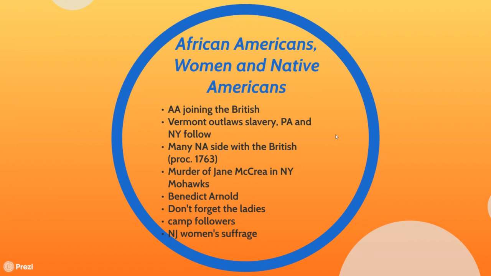He's given 30,000 pounds sterling by the British, and he turns over all of the battle plans and plans for the Northern Theater of War and a way to get from Canada into the colonies for the British. So quite a traitor, right?